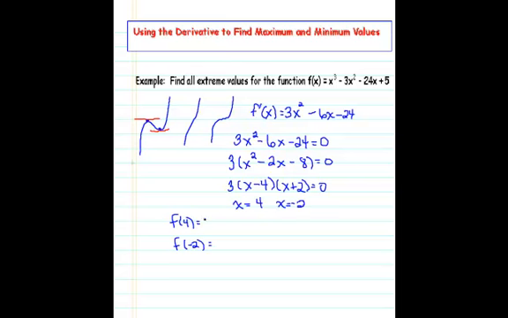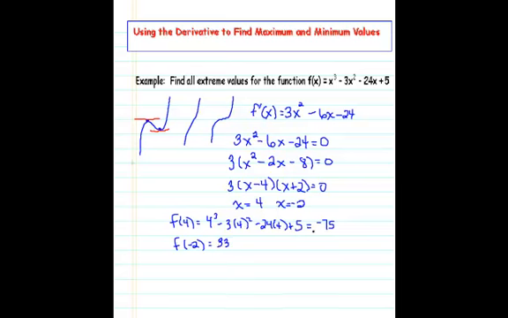So let's plug that 4 into the original equation to figure out how high it goes at that point. In the original equation, that's 4 to the third minus 3 times 4 to the second minus 24 times 4 plus 5. Give yourself a second and do the evaluation. When I do it, I get negative 75. Pause and see if that's the same thing that you get. With similar reasoning, we can plug in a negative 2, and when I do that, I get 33.